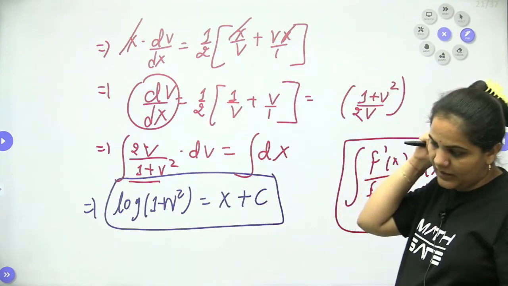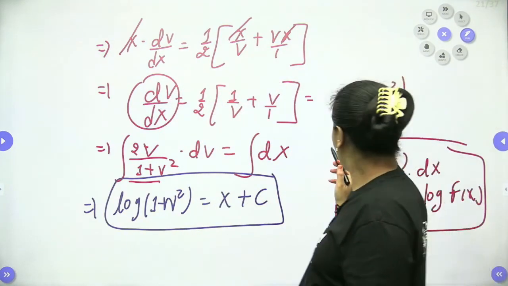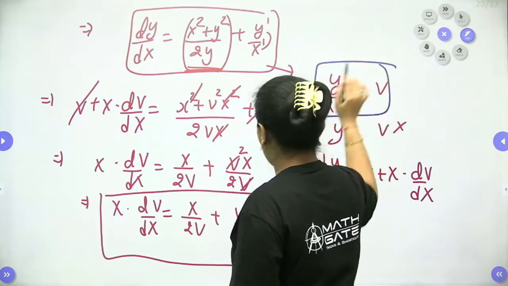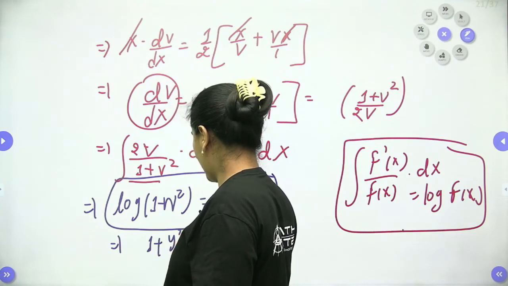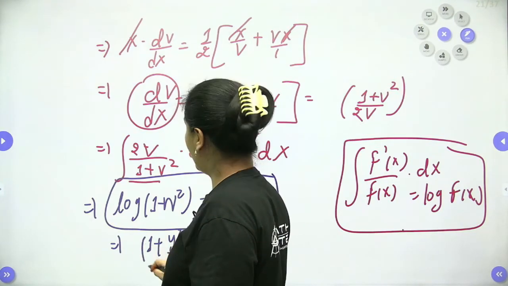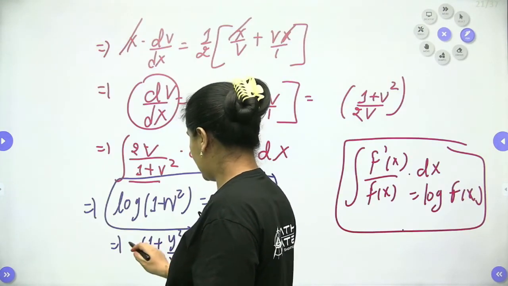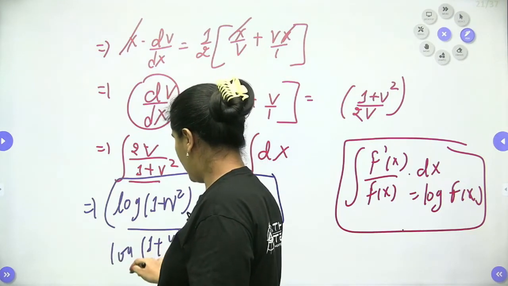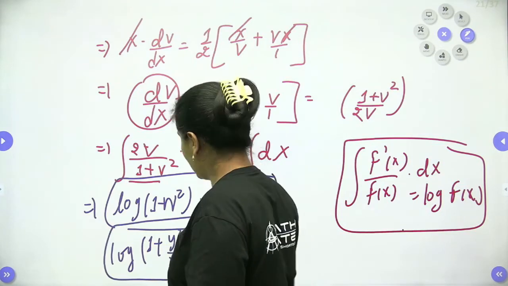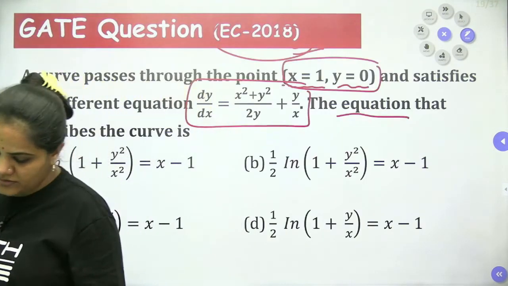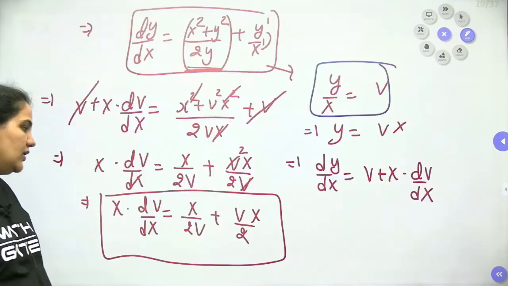Yes, exactly. Now we can put the value of v, which we were taking as y by x. So we can substitute: log of 1 plus y square by x square is equal to x plus c. So right now we are having this one, but we don't have an option like this, because we have to find the value of the constant also, right?